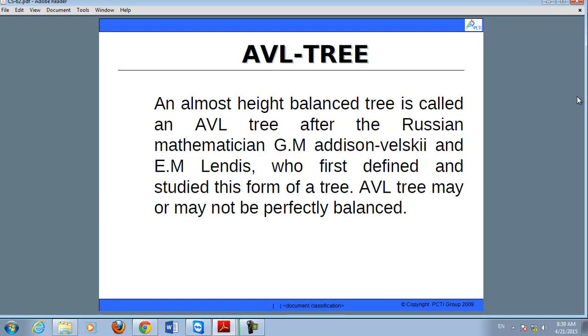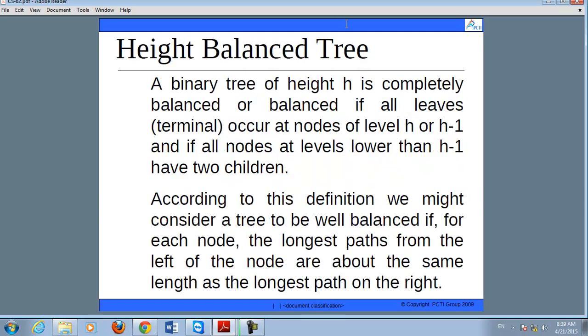So if we talk about balance, when we consider the balancing factor, then it is a type of AVL tree, or you can say height balanced tree. A binary tree of height h is completely balanced or balanced if all the leaves occur at nodes of level h or h minus 1, and if all the nodes at level lower than h minus 1 have two children.